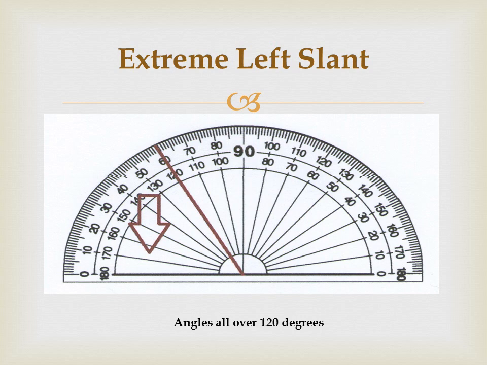Extreme left slants. These are all angles over 120 degrees and are found on the extreme left of the protractor, as illustrated in the picture. The sample shown is an example of an extreme left slant. The one below is the same sample but with red indicators illustrating this extreme left slant.